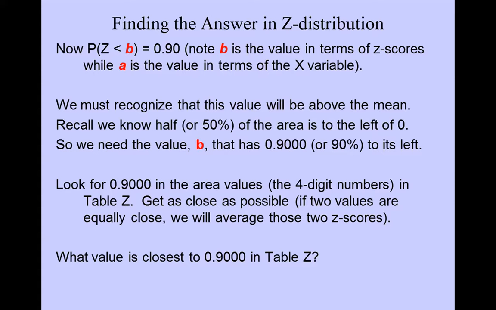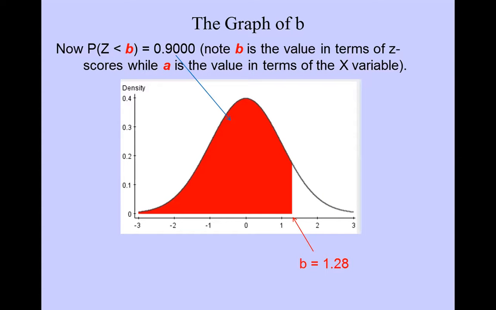Or graphically, let's look at what we're finding. So if the red part is the 0.9000, then we're finding the probability Z is less than B is 0.9. And again, B is the value in terms of the z-score, while in the previous graph, A was the value in terms of the original X variable. Now you can see below I already have B labeled as 1.28. How did I find that?